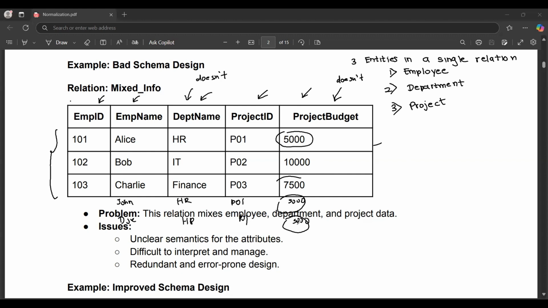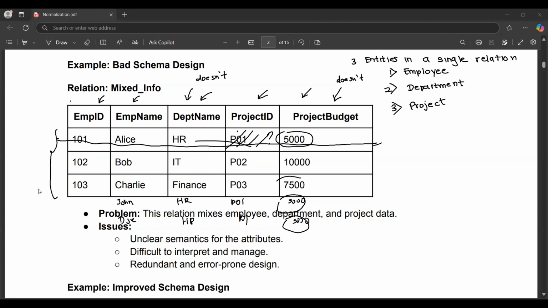And what if project one is finished? Will this become null? If this becomes null, they can't have null values, so the entire tuple will be affected. So there is a deletion anomaly, an update anomaly, and even insertion anomalies. If you have only the employee name and department name, and they don't work on a project ID, there will be null values in the relation. So there are so many issues with this schema design.